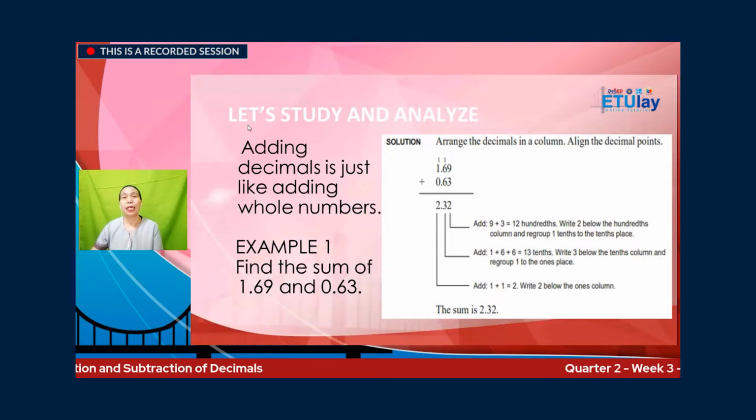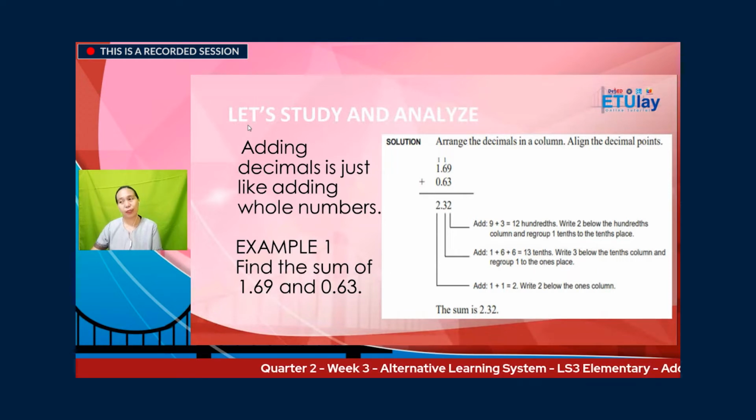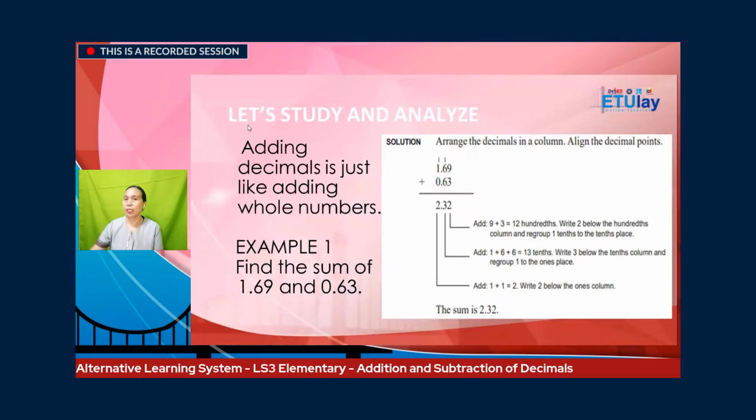We have in the hundredths place, 9 plus 3, it's 12. Bring down 2, carry 1. Next, the tenths place, 6 plus 6 is equal to 12, plus 1, we got 13. Bring down 3, carry 1. And the last one, we have 1 plus 1, we have 2. So the answer is 2.32.